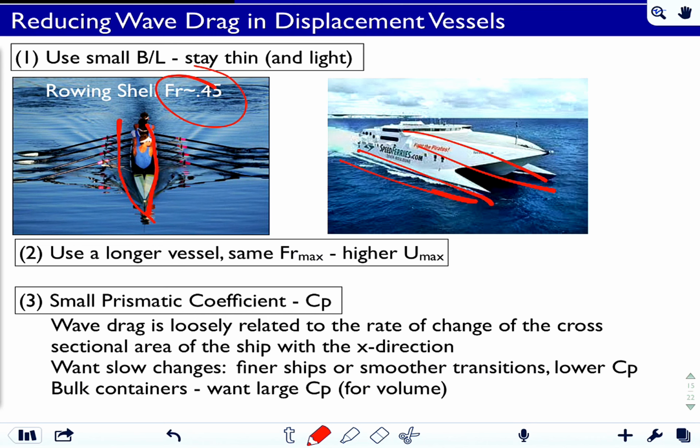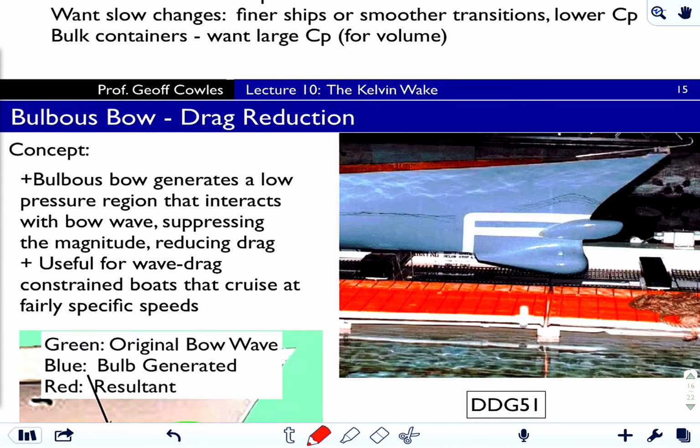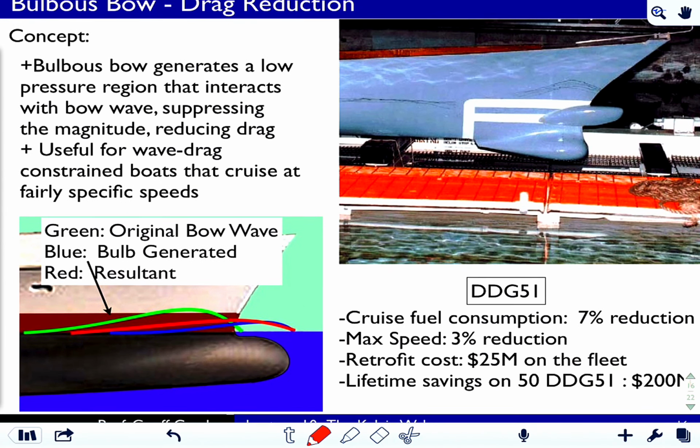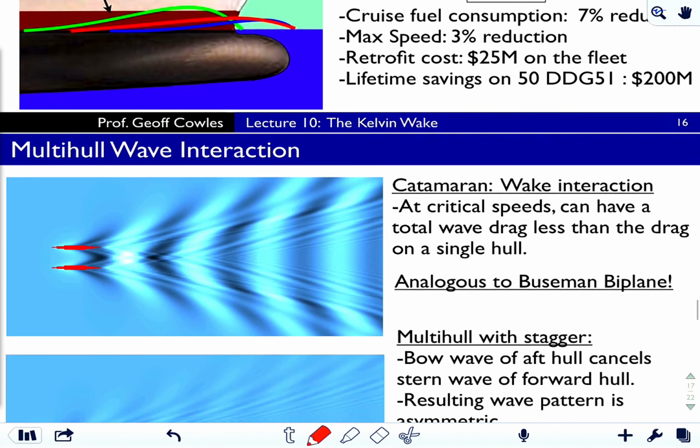A catamaran obviously stays stable, produces its own form stability because you have the twin hulls. So you want to keep the beam low, the prismatic low, but all these have trade-offs because now you're reducing the amount of volume you can put in the boat, you're reducing the stability of the boat, and so, as with everything else, you have fundamental trade-offs. I talked about this in class, so I won't go through the bulbous bow.